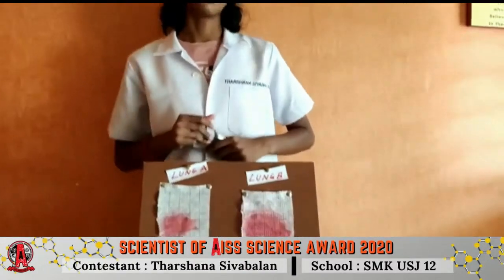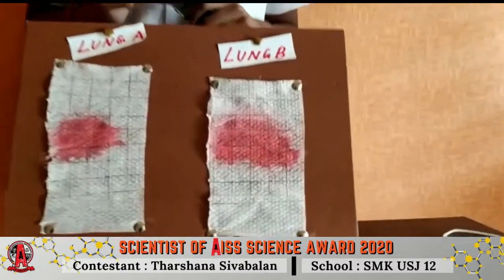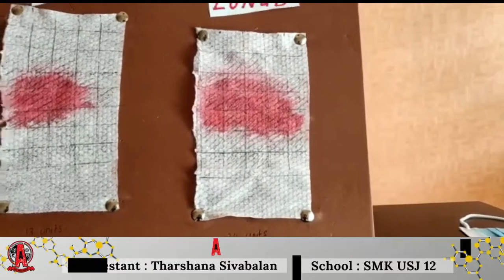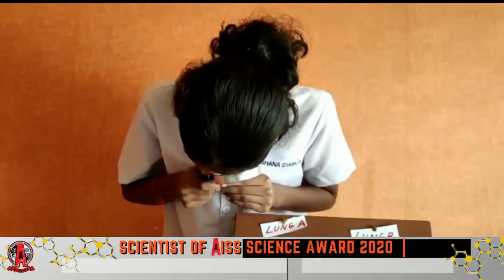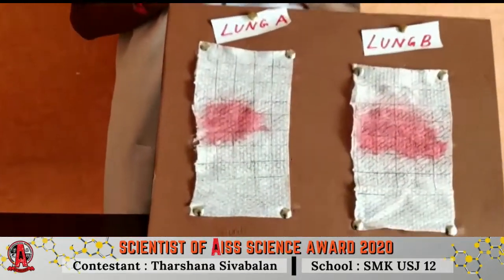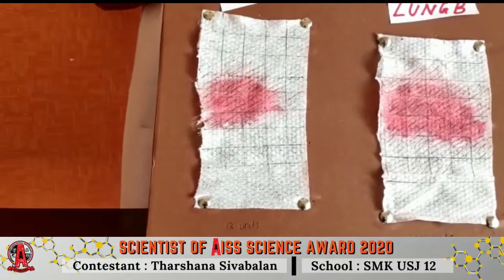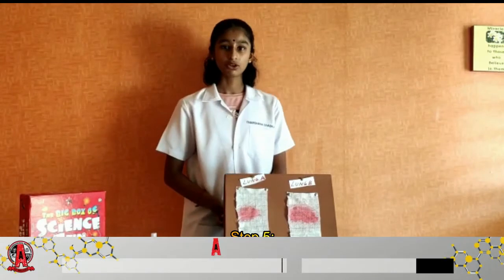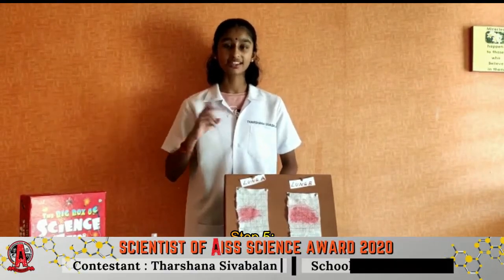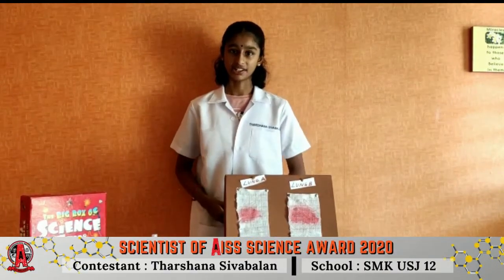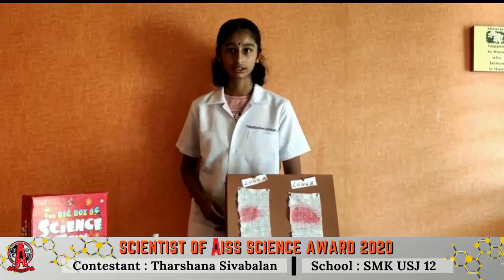Through drawing grids, we found out that lung B has 24 units of virus and lung A, the lung with the filter paper, only covers 13 units of virus. That means people who choose not to wear a mask are twice as likely to catch the virus than people who wear the mask. Whoa, that's a lot of virus!